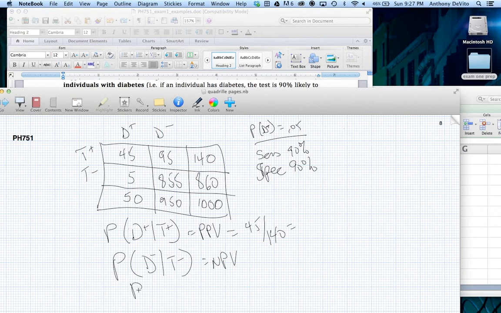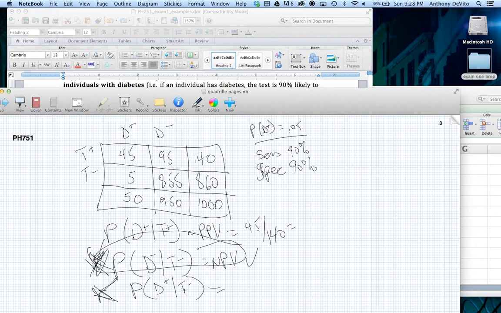Whoa, that's a little weird, right? Normally we'd ask for that. That's kind of a curveball. Usually what we'd see is this, right? Maybe we won't see this curveball where they're asking what's the probability you have the disease given that you've tested negative. But how would we solve that?